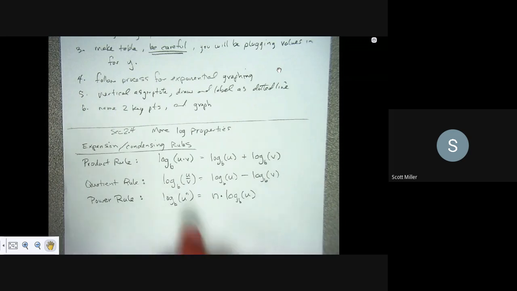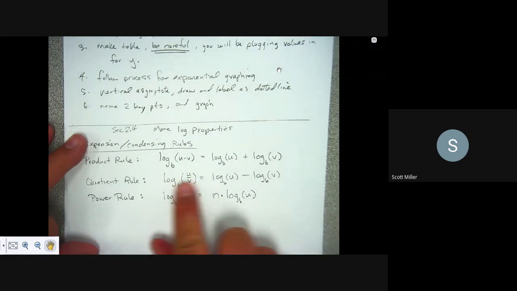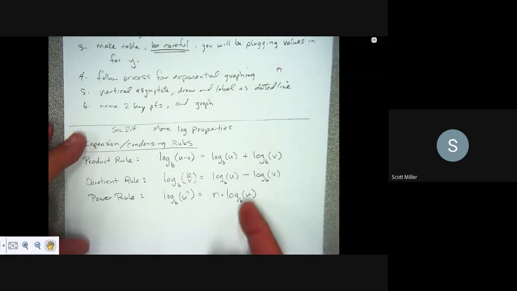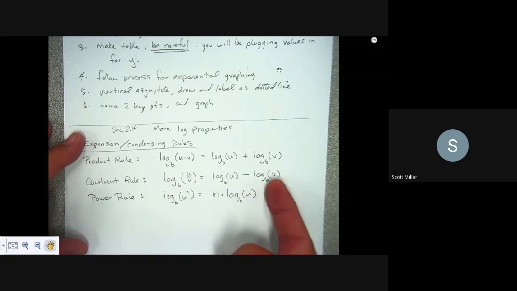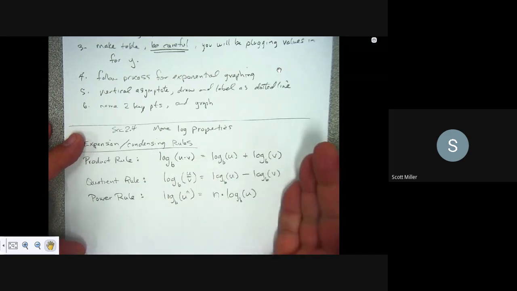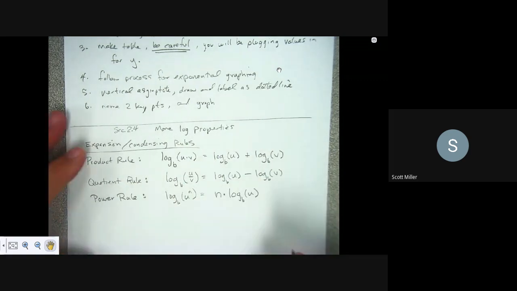So expanding would be taking something like this and expanding it apart, using the rule in this direction. Condensing would be going the other direction, going from this to that, recognizing I have that and writing that. So condensing is going this direction. Expansion is going that direction. We will use these quite extensively.